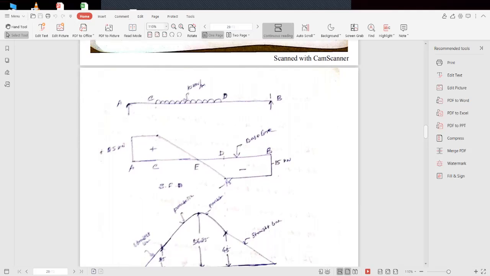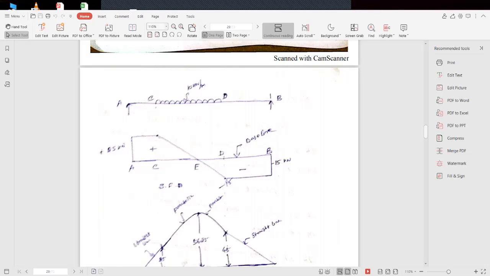Then you can see here in between A and C, is there any load? There is no load in between A and C. Therefore, this 25 kilonewton is constant. So therefore, we can draw the horizontal line up to the point C. After that, because of this UDL load, again the shear force value will change linearly. That we have to calculate.